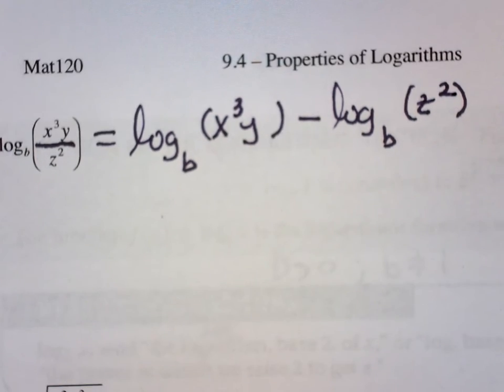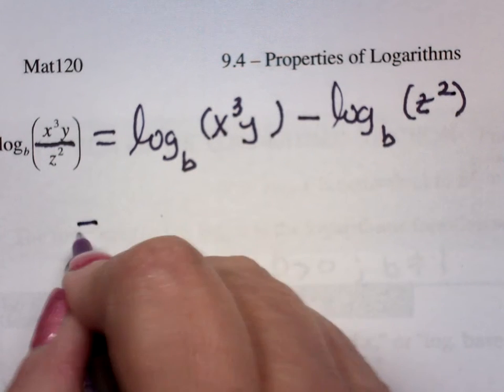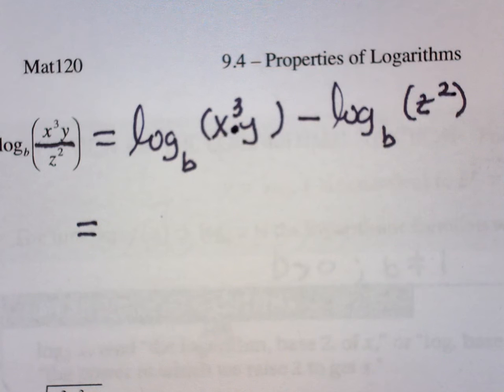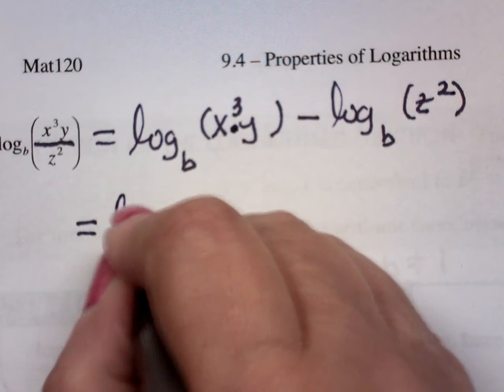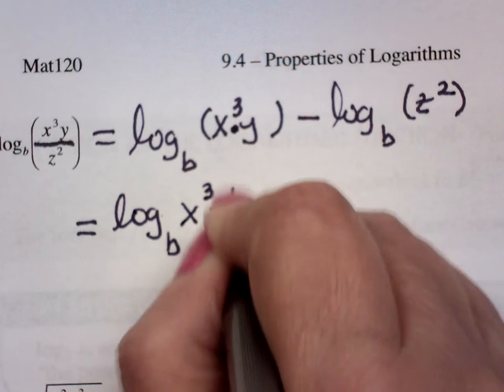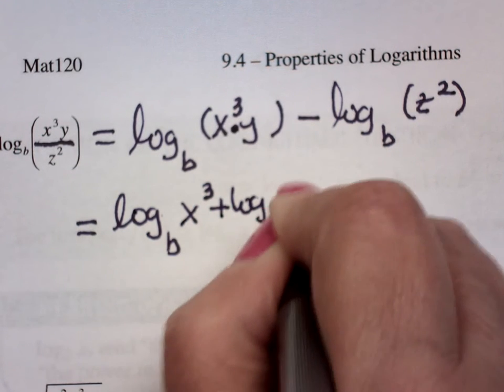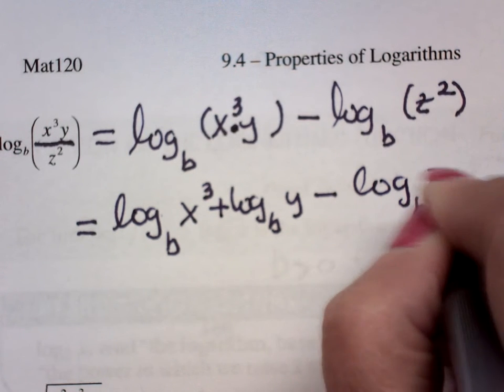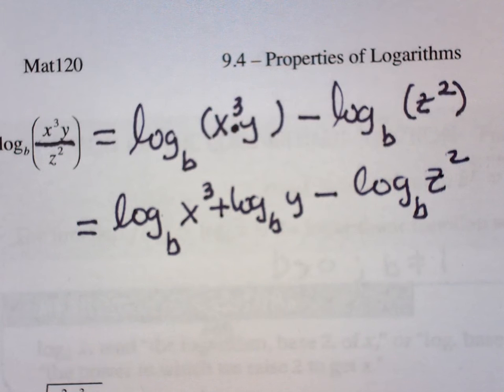Now what? What comes next? Make that a product. This is a product, and a product turns into an addition. So log base b of x cubed plus log base b of y minus log base b of z squared. Now I could bring the 2 down if I wanted to. I usually kind of leave that to the last.